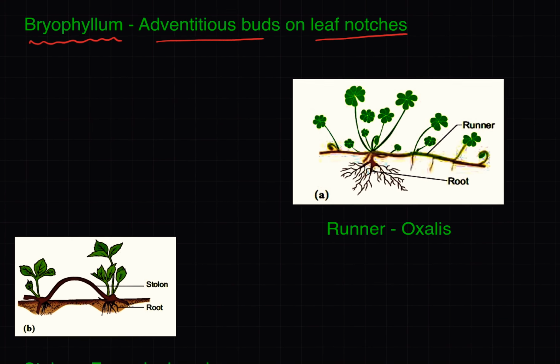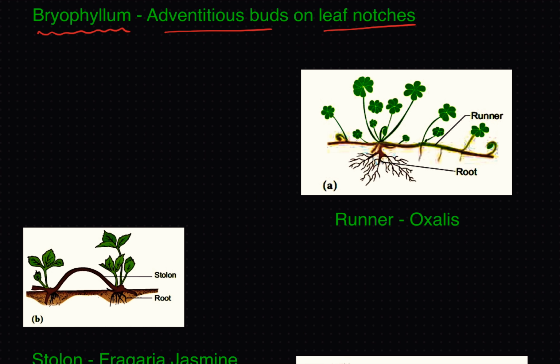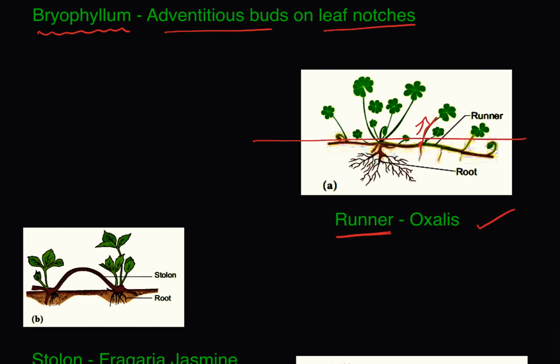Now, coming to the next modification of stem, a runner. A runner is a horizontal stem that runs just below the soil. Now, every time the parent plant dies, from the node of this runner a new plantlet will arise. Examples of runner are oxalis and other grasses.